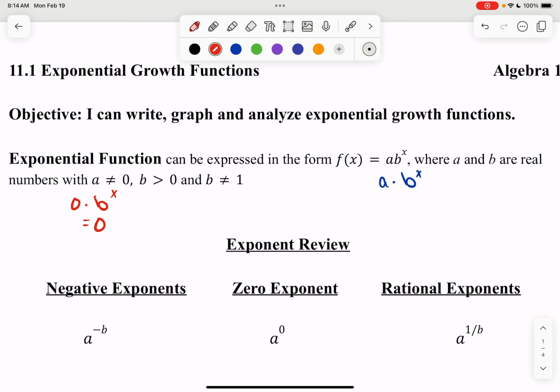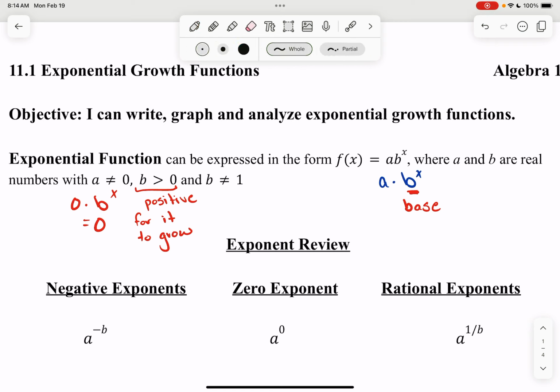Okay, b has to be greater than 0. That b, what we refer to as the base of the exponent, has to be positive. For it to be a growth function and get bigger, the base has to be positive. If the base is negative, it's not a growth function. We're just talking about our growth functions right now. So for me to multiply positive numbers multiple times, it's going to get bigger.